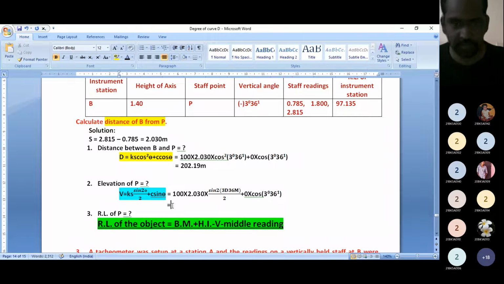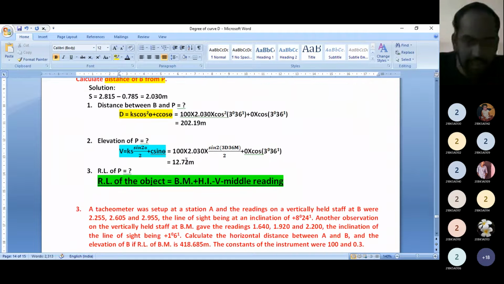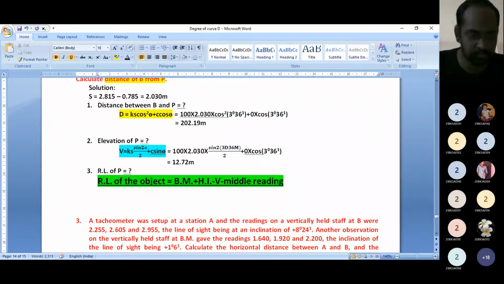P value, how much are we getting? 12.72. 12.74. Yeah, 12.72 meters. Correct. And the RL of the object, how much are we getting? 84.015.